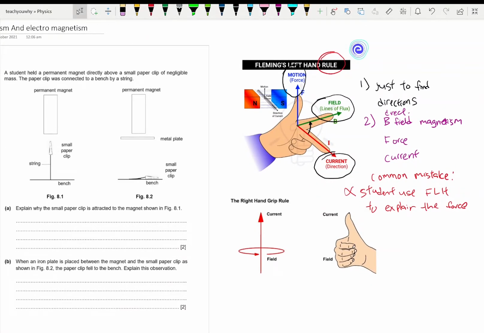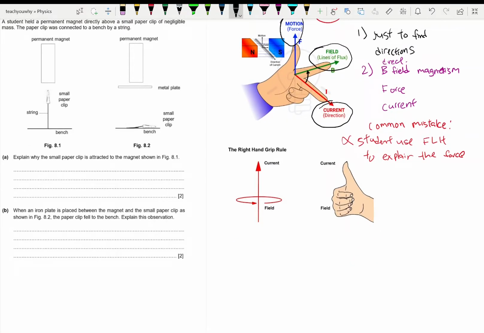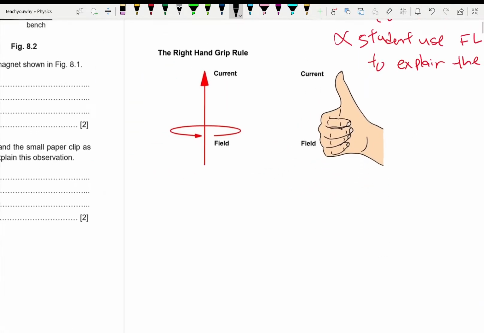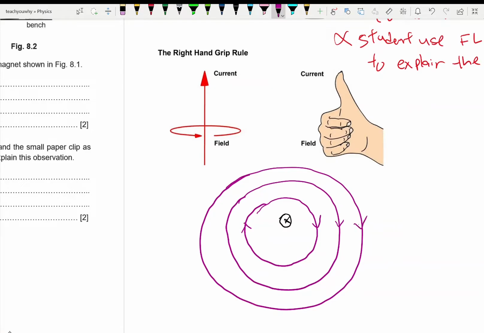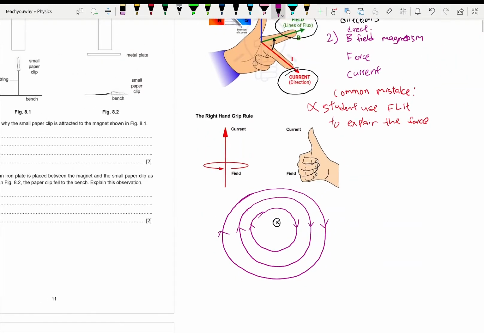Okay, so then the next thing is the right hand grip rule. Now, right hand grip rule, what does it mean? It just means that if you have a current carrying wire, for example, a wire that is going into the page, and by the way, this X means going into the page, it creates a magnetic field this way that radiates around the wire. In this case, you use your right hand and point your thumb into the page. Okay, so this is one way to use the right hand grip rule.